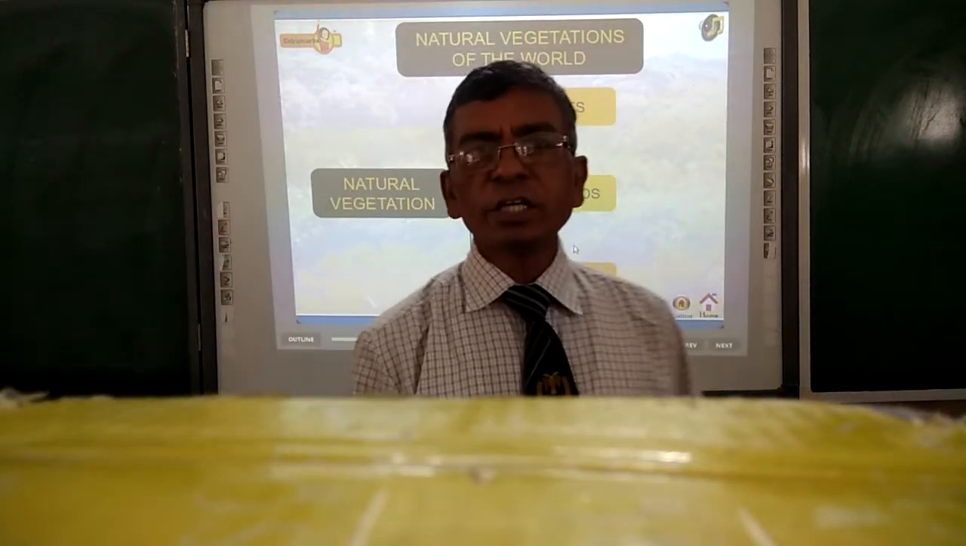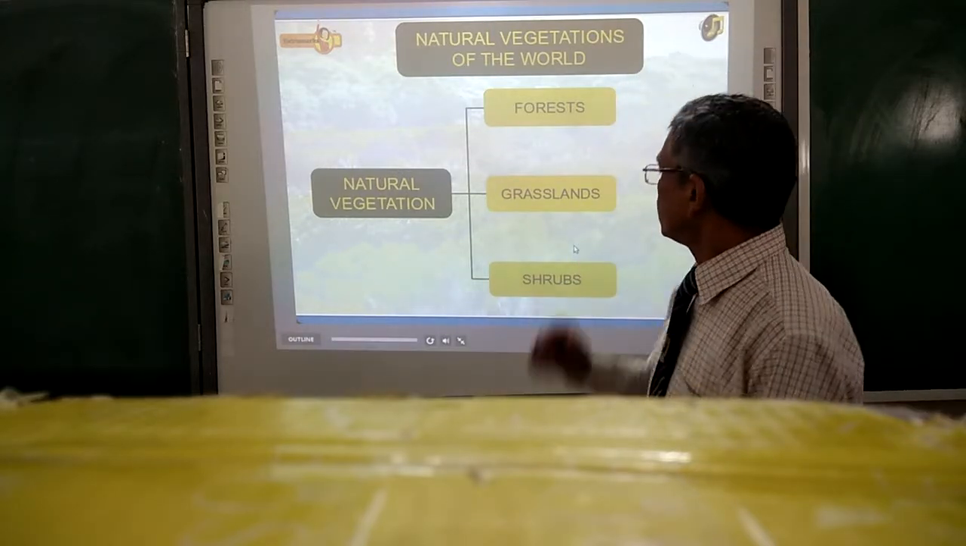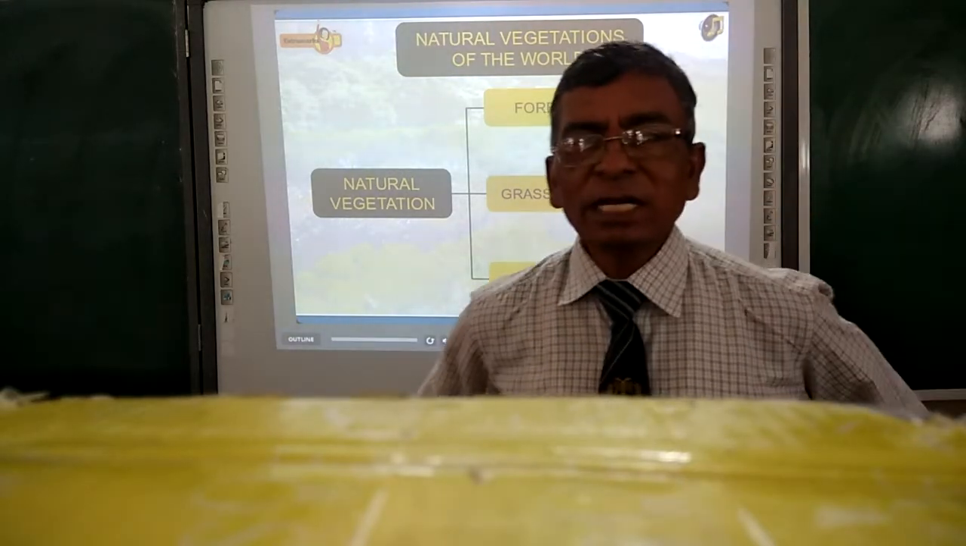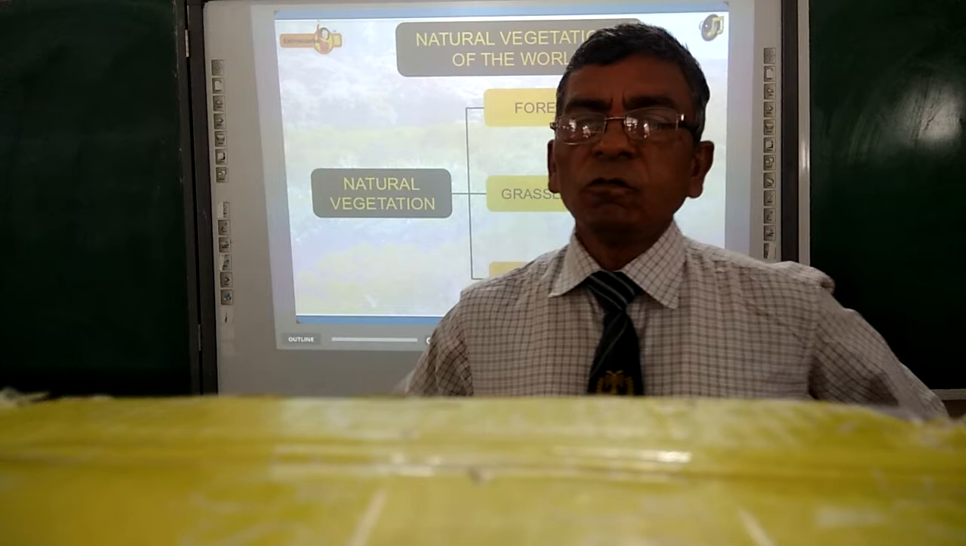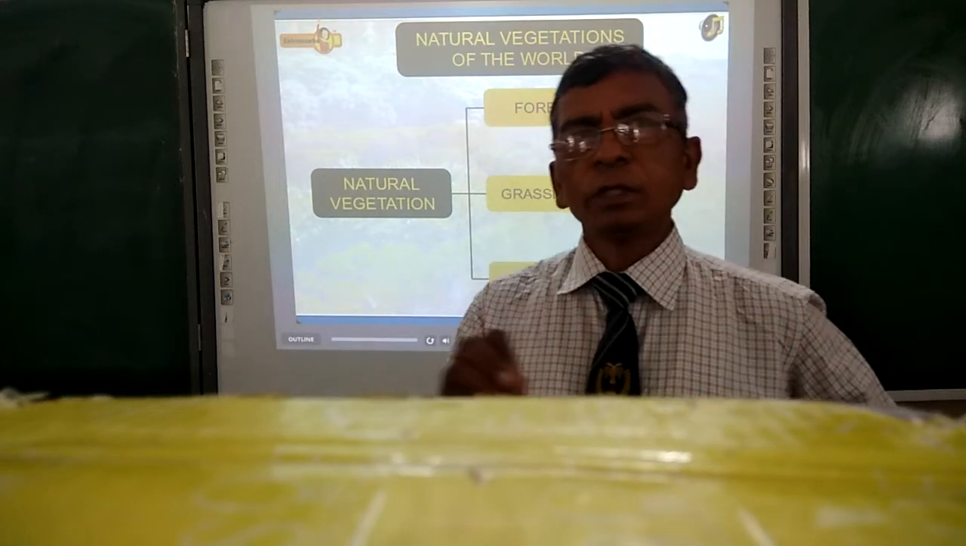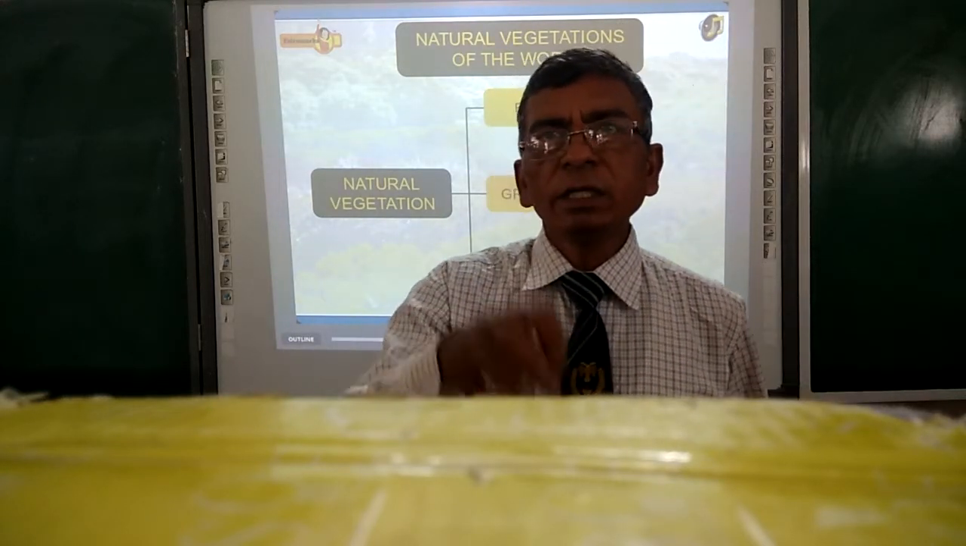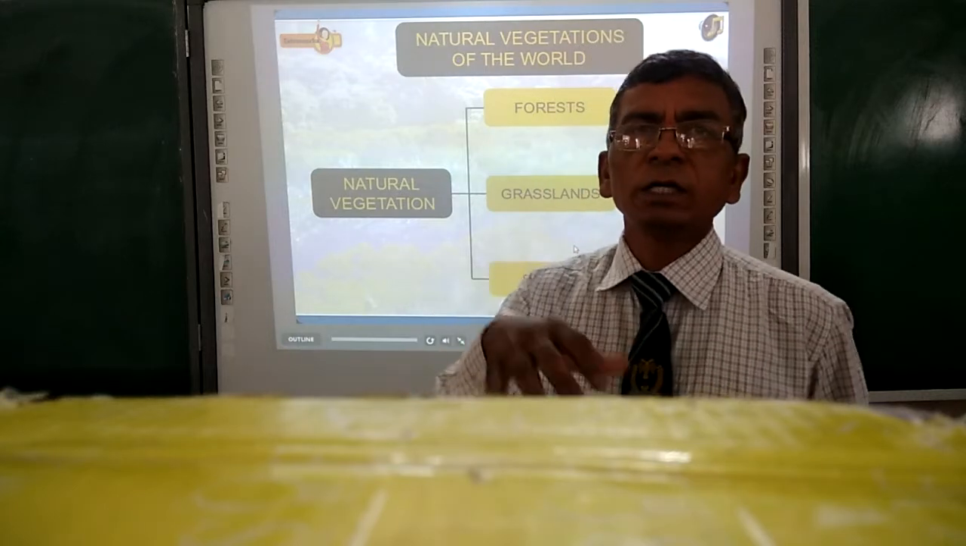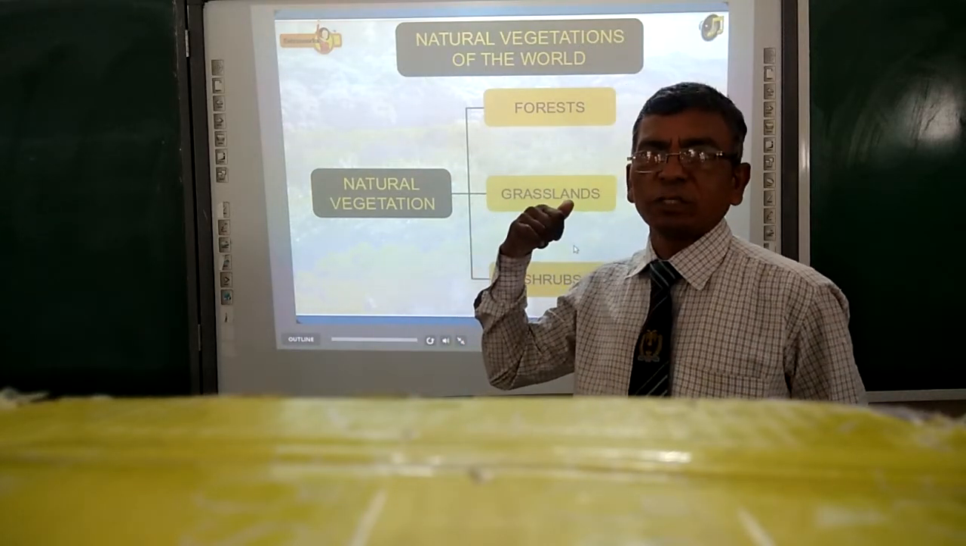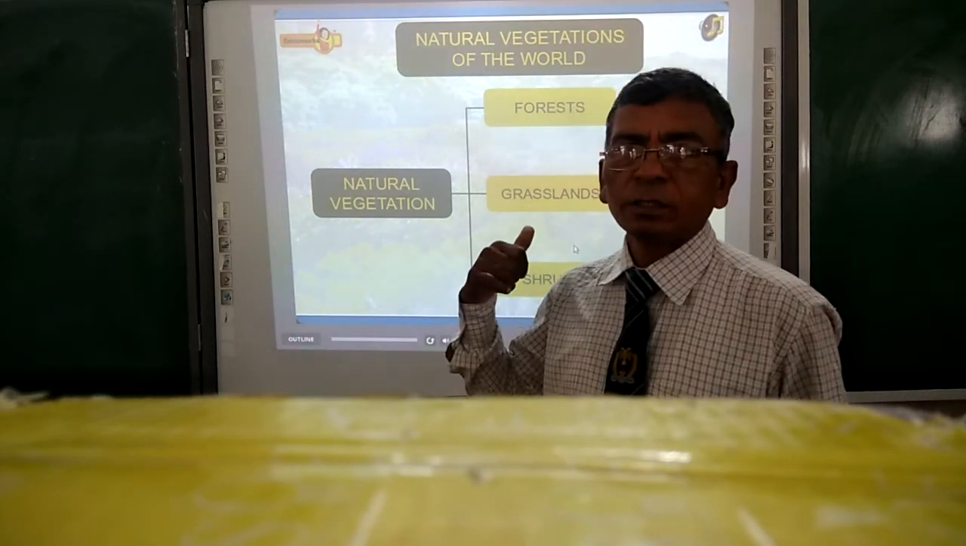For the natural vegetation in the world, we'll see forests, grasslands and scrubs. We will learn about the world. Thereafter, I will give a brief introduction about Indian vegetation. First, we will learn about the world's vegetation. Look at this.